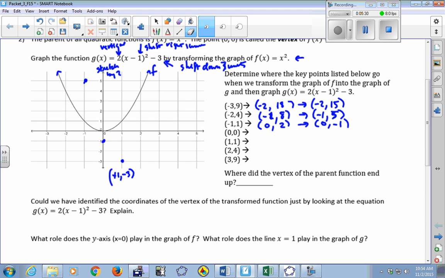Okay. And then this one, I double 0, I get 0. I add 1, and then I drop it by 3. So it's 1, negative 3. This is my new vertex.